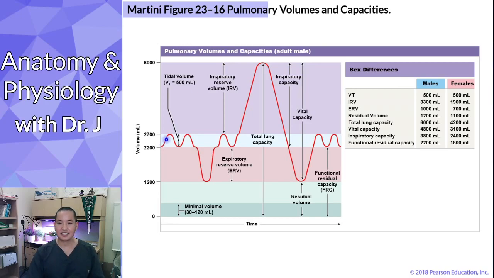Notice that the amplitude, the overall height of these waves, is pretty small, and then it dips really low. By dipping really low, that means they're exhaling, right? So what they were doing here is tidal breathing, or quiet breathing. In quiet breathing, you are moving air in and out of your lungs, but not a big amount.